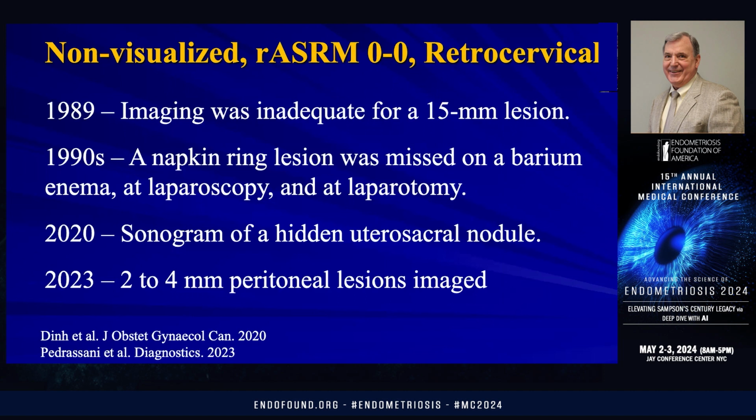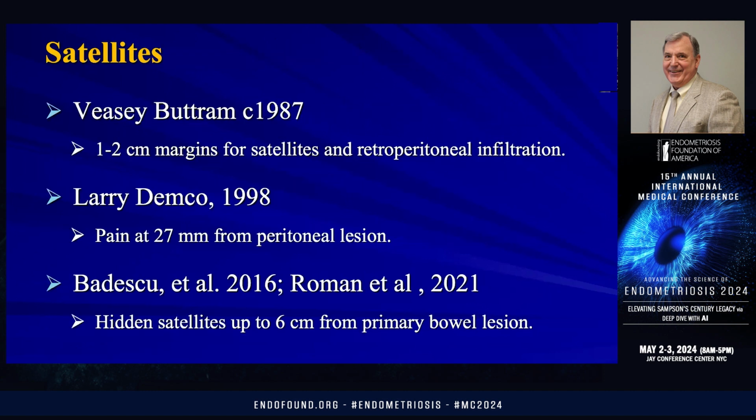We know that imaging was inadequate for 15 millimeters in 1989. I don't know, did you use imaging on that one, Philippe, or not? We weren't even using imaging then, were we? That napkin ring lesion they missed. Now we have that sonogram for the hidden uterosacral ligament we found, and we now have Lenardi's found us some 2 to 4 millimeter peritoneal lesions. But as far as I know, other than occasional incidental 2 to 4 millimeter lesions, we don't have any data more than that. Again, I've got to fix my slide before Tamara shoots me.